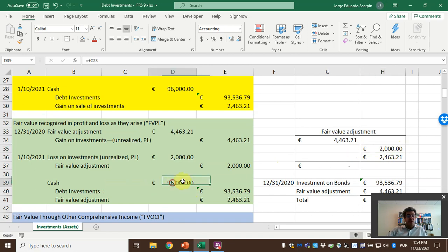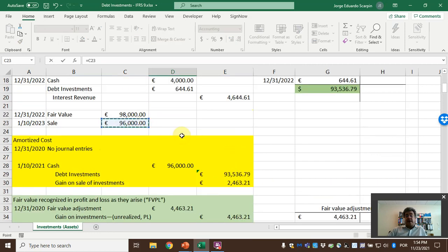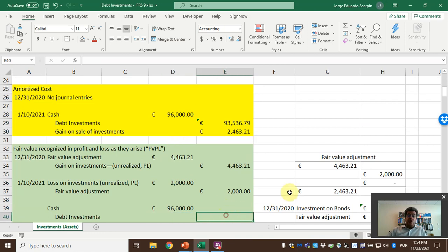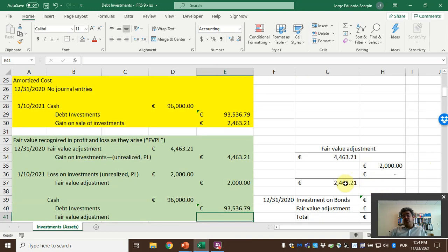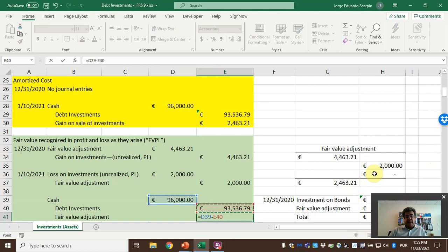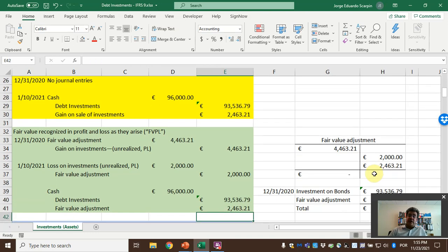And now, how do we record it? Easy. Cash, 96. We need to close our debit investment. We need to close this account here, 93. We need to close this account as well. So it's here, but it will go through a circular reference here. So it's the number to balance, 96 minus 93. 2,463, close the account.